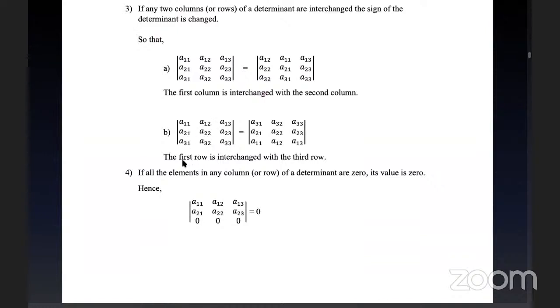Okay, here, the first row is interchanged with the third row. First row and third row. So pinagpalit sila. Okay. Ganun lang yun.